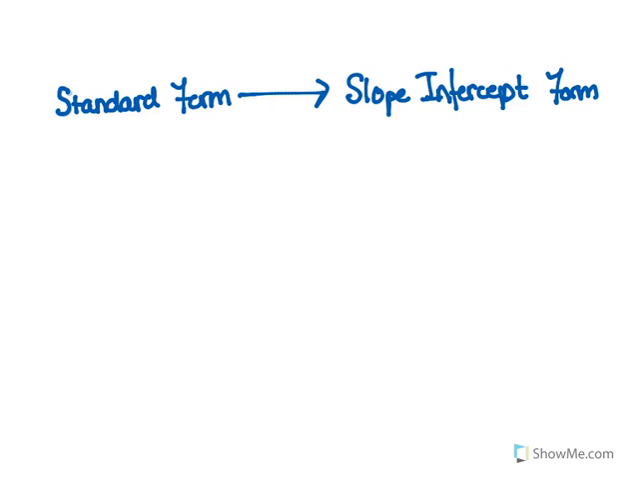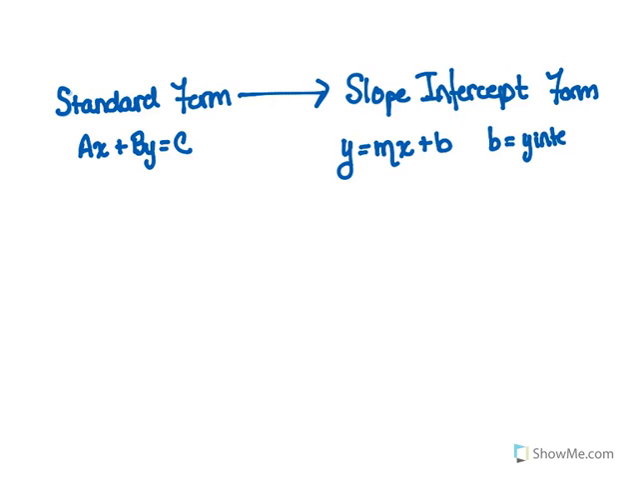Now keep in mind, the y-intercept that you find in slope-intercept form would be the same y-intercept you find in standard form. So first of all, I'm going to teach you how to go from standard form to slope-intercept form. Remember that standard form is in the format of ax plus by equals c, where a, b, and c are all integers, and slope-intercept form is y equals mx plus b, where b is the y-intercept and m is equal to the slope.